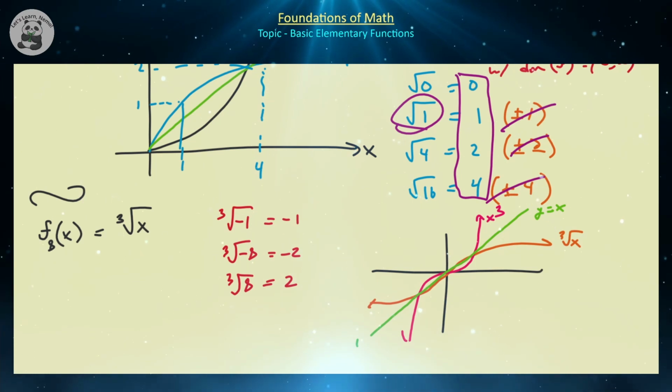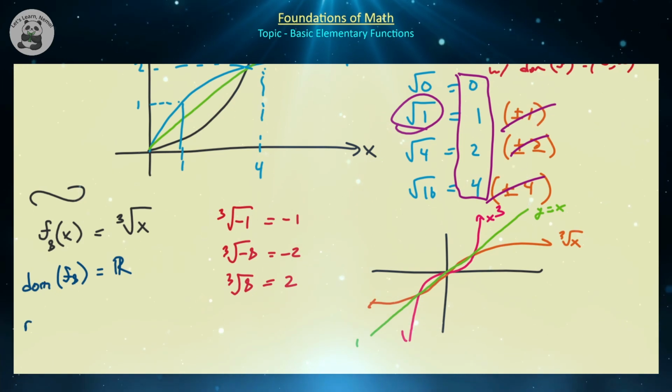So what is the domain and range of the cube root function? The domain of the cube root function is going to be, again, all real numbers. You can take the cube root of any real number and get a real number back. And also the range of the cube root function will also be the set of real numbers as well.